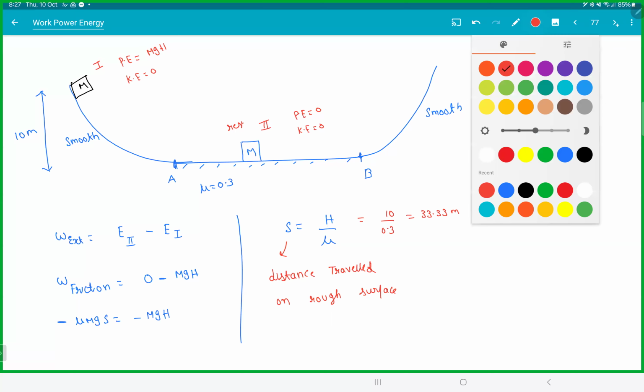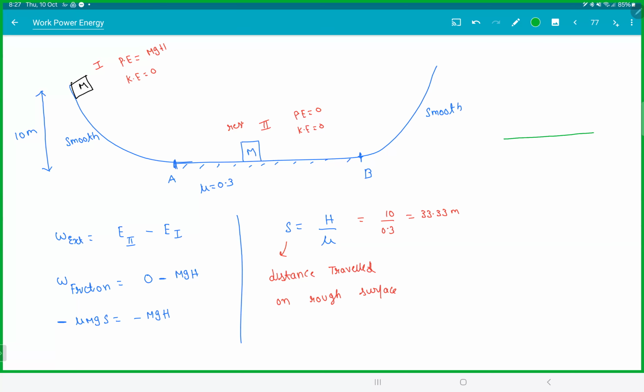So how does it travel 33.33? In the first trip, when you go from A to B, you cover 10 meters, great. Then you come back and cover 10 meters, great. Then again you go on the third trip and cover 10 meters, but this time when you come back, you cover only 3.33 meters and stop. That is the meaning of this. So the answer is 3.33 meters from B.